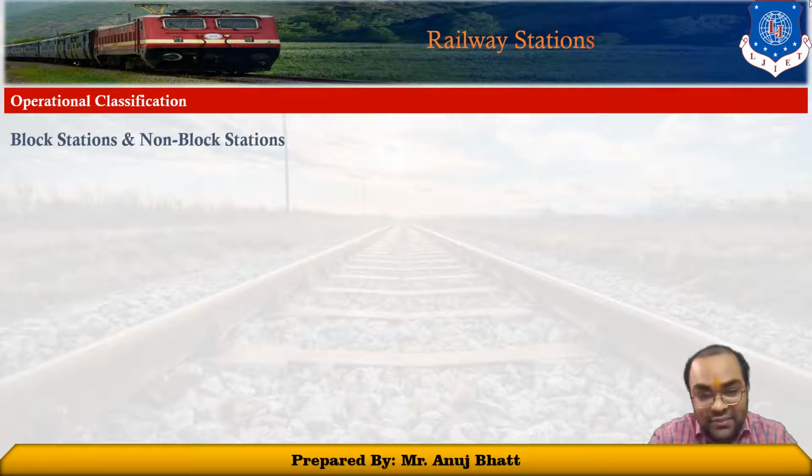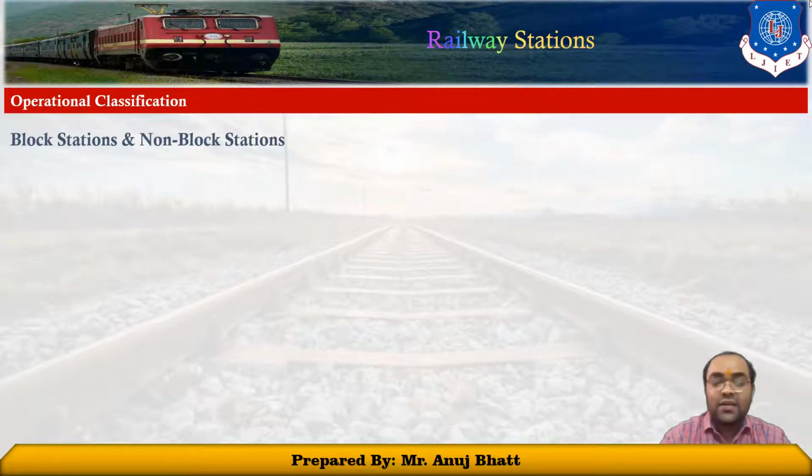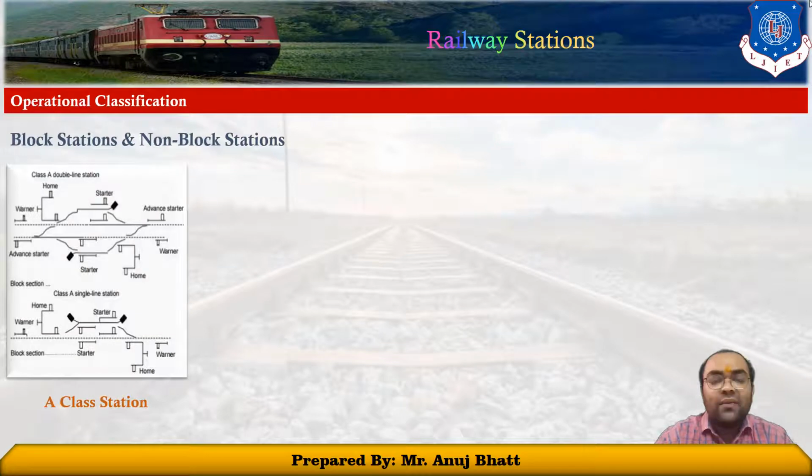Okay, as we have talked, three types of block stations we have: A class, B class, and C class. So the first one is the A class station. A class stations are normally provided on double line sections. At such stations, a line clear signal cannot be granted at the rear station unless the line on which a train is to be received is clear and the facing point is set and locked. No shunting can be done after the line clear has been granted.